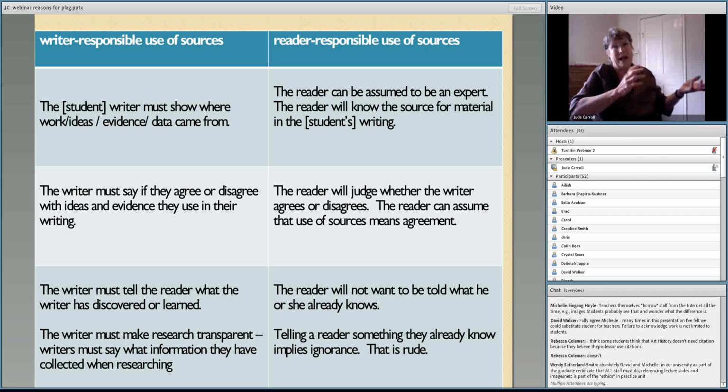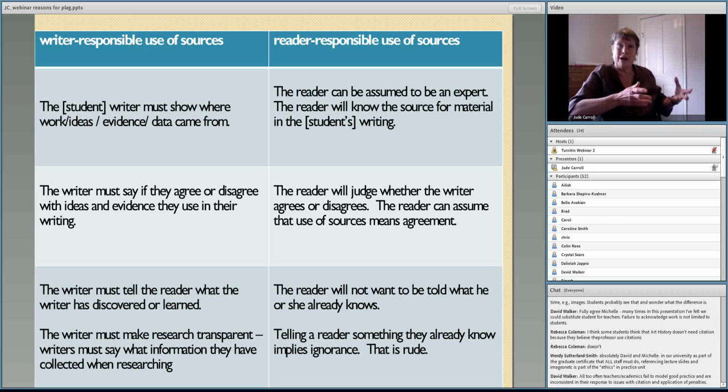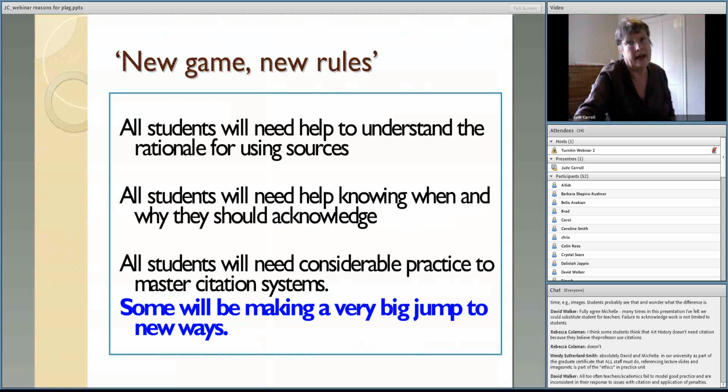So here we have two contrasting senses of what writing is for and what's the responsibility of the writer in that context. Can you move it on, please, Jill? So this new game, new rules is what lies behind a lot of misunderstanding.